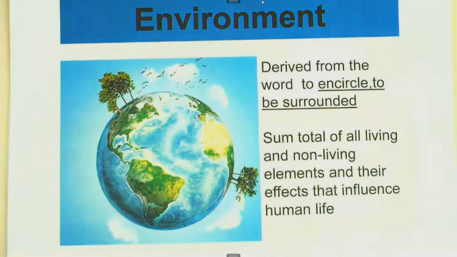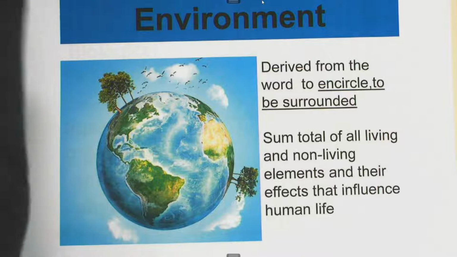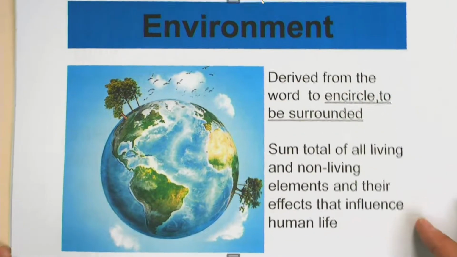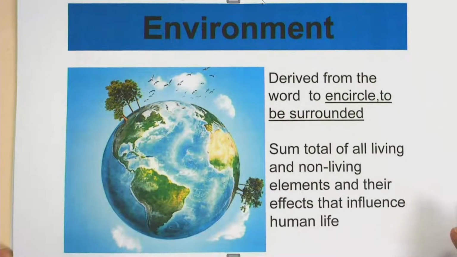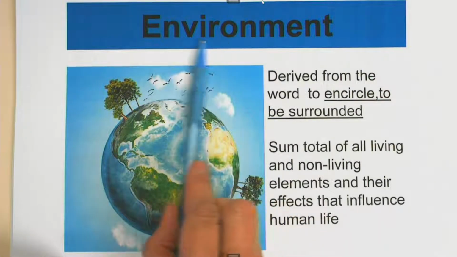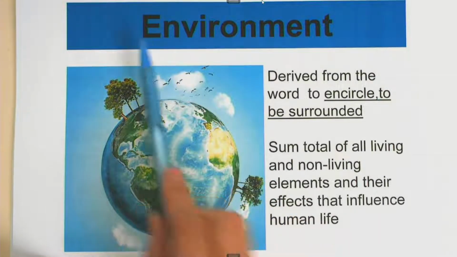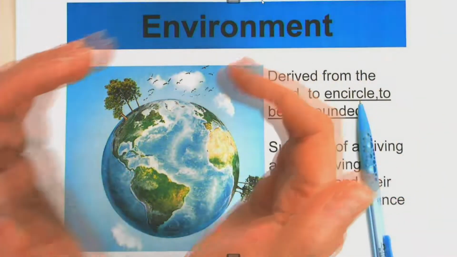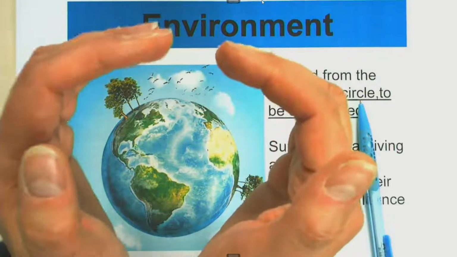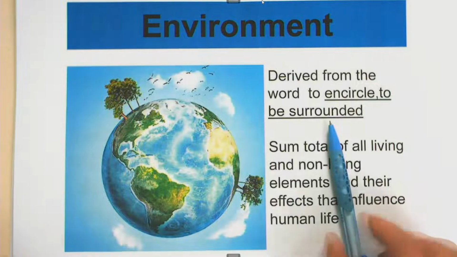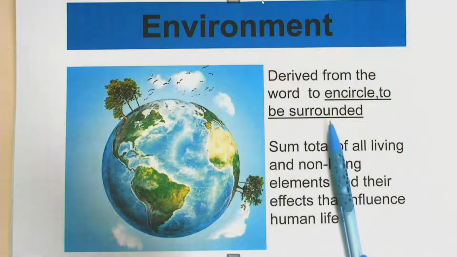Now, environment. We're going to look at the environment here. Our environment. Look at the earth, that we have to look after. Now, the word environment, this section, enviro, comes from the word that means to encircle. In other words, around the earth like that, to encircle, or to be surrounded. That's the area that encircles us, that surrounds us.